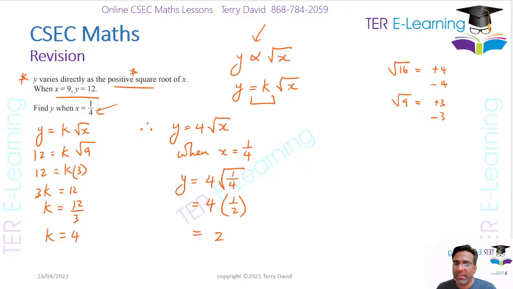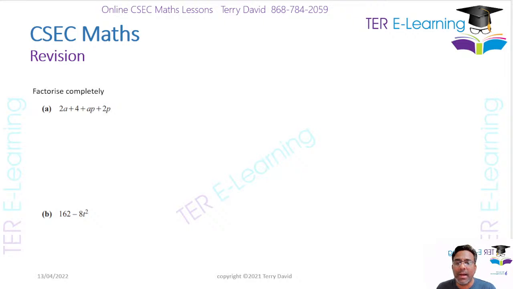Right? So moving on, trying to do as many questions as I can, right? We have a question here. We want to factorize completely. And the first one is 2a plus 4 plus ap plus 2p, right?